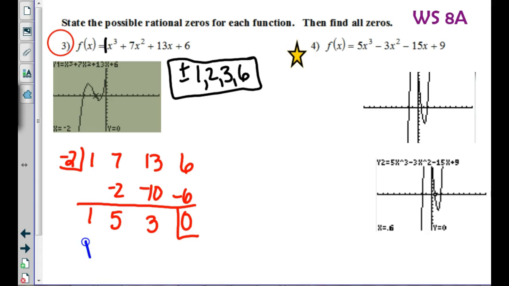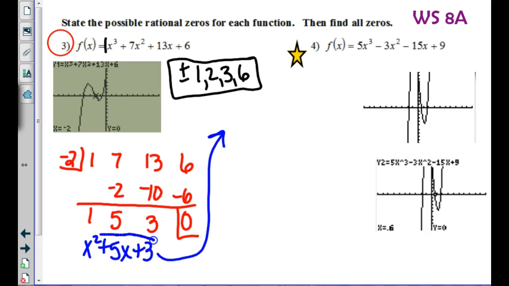If I could factor it, yes, but this says x squared plus 5x plus 3. Is that going to factor? No. So how am I going to have to find the other zeros? There aren't any other nice ones that work on the graph. Why do I know they're not nice? Because if they were nice, this would factor, and it doesn't.